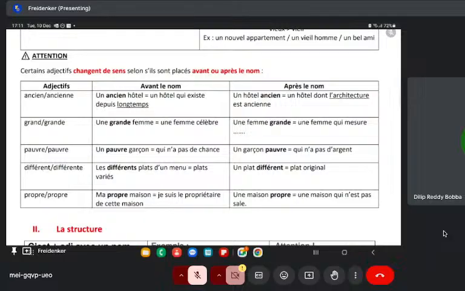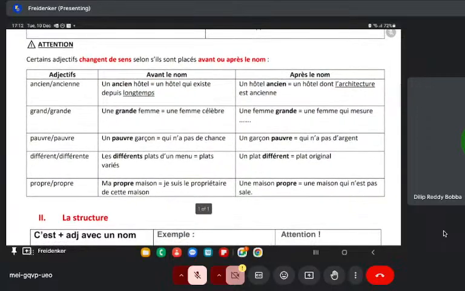It's not about richness or poorness. It's about pity. He has no luck. Qui n'a pas de chance. He doesn't have any luck. Poor boy, like that poor, not the no-money poor. It's like poor fellow. He has no luck. So the meaning is changing depending on where you place poor.